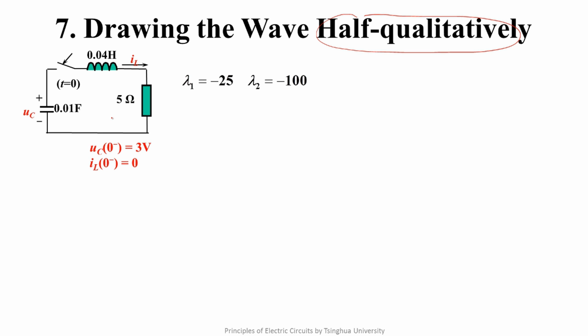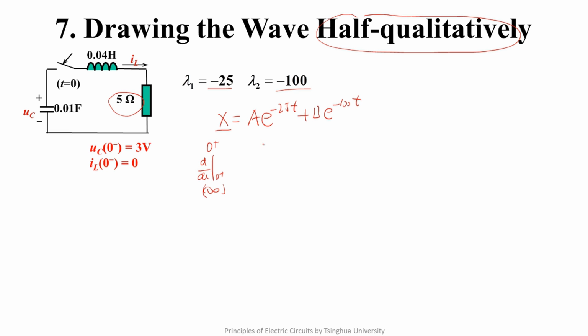For such an RLC series second-order circuit, as we discussed in lecture 55, it is overdamping when the resistance is 5 ohms. The two characteristic roots are -25 and -100. Additionally, because the whole circuit is a zero-input circuit, any branch variable is of the form a times e to the power of minus 25t plus b times e to the power of minus 100t. So if you want to draw the waveform, we need to do three things. The first is the initial value, the second is the derivative of the initial value, and the third is the steady state value. Now we give two examples.